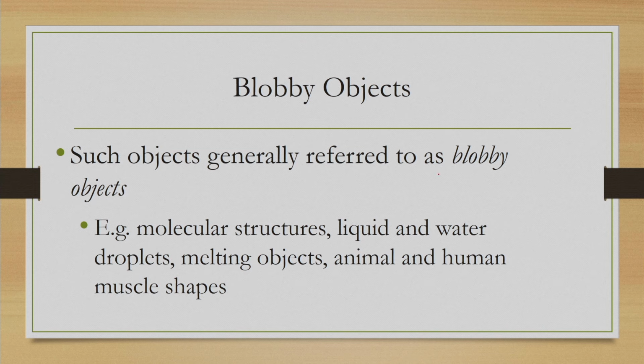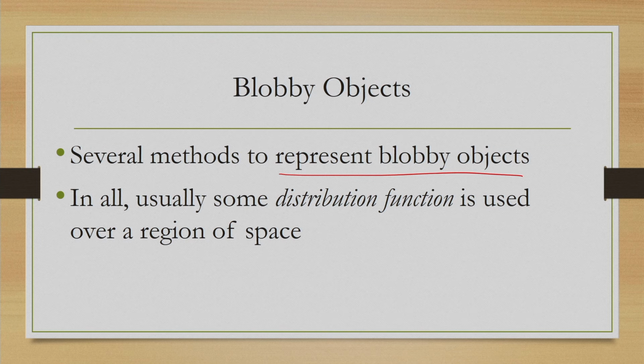Now, such objects generally are referred to as blobby objects, such as molecular structures, liquid and water droplets, melting objects, animal and human muscle shapes and so on. These are some examples, there are many other examples also. There are several methods to represent blobby objects. In all, there is one common approach, essentially to use some distribution function over a region of space.